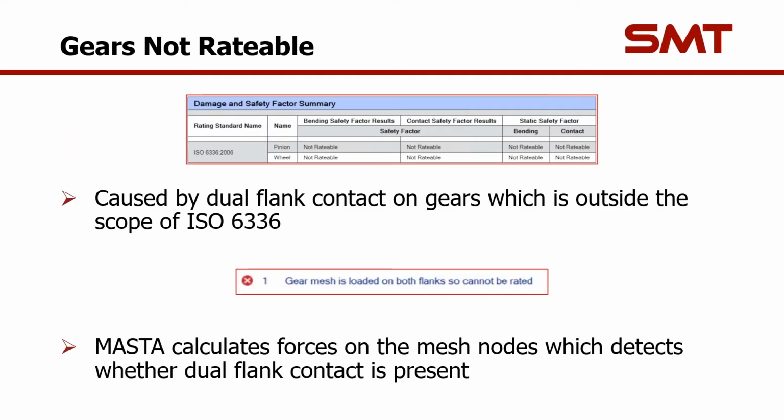So what this is caused by is if you look at the 5 nodes which are across the gear mesh, MASTA will calculate the forces on all of them. And if the force is in opposite directions on those, it knows that the mesh is loaded on both flanks. Now the rest of the system model will be good, and it'll tell you exactly what's happening in the model. But as it's outside the scope of ISO 6336, MASTA doesn't do the rating calculation for it, as that would not be relevant.